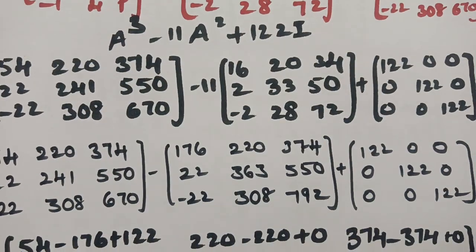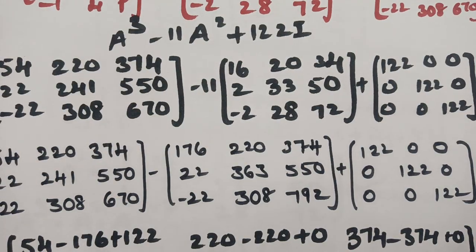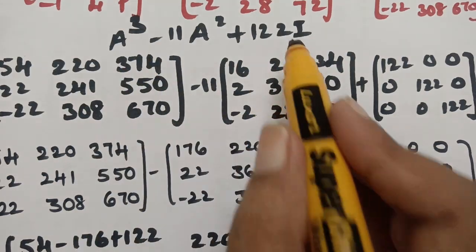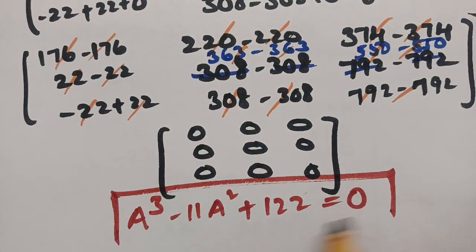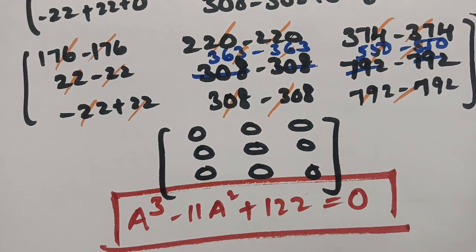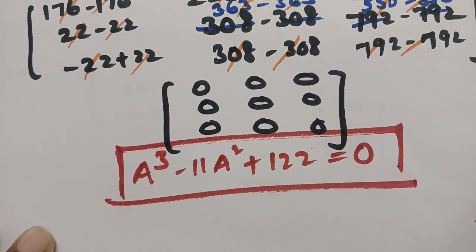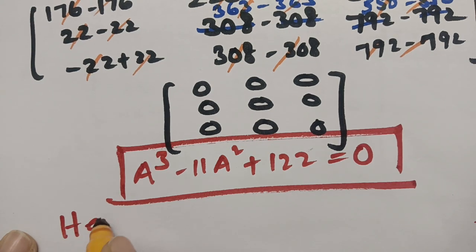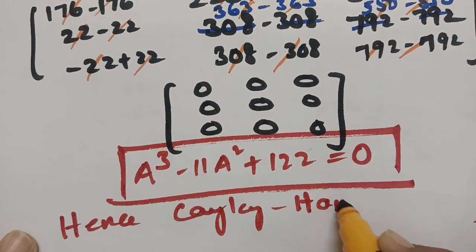So this is A cube minus 11A square plus 122. Here we have substituted a value and we got 0. So this is the characteristic equation in which the square matrix is replaced. Therefore, every square matrix satisfies its characteristic equation. Hence, Cayley-Hamilton theorem is verified.